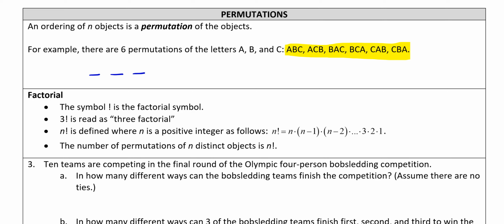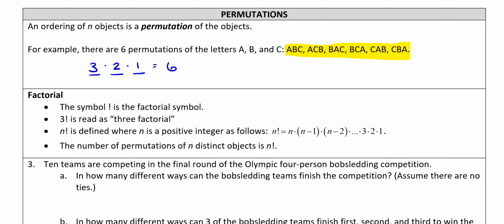There are 3 options for the first letter, but we can't reuse letters. Permutation doesn't reuse them. We're going to use them one time. So let's say the first letter is A. Now, how many choices do we have for the second letter? Well, we only have 2. And then the last letter only has 1. And then we multiply this together to get 6.